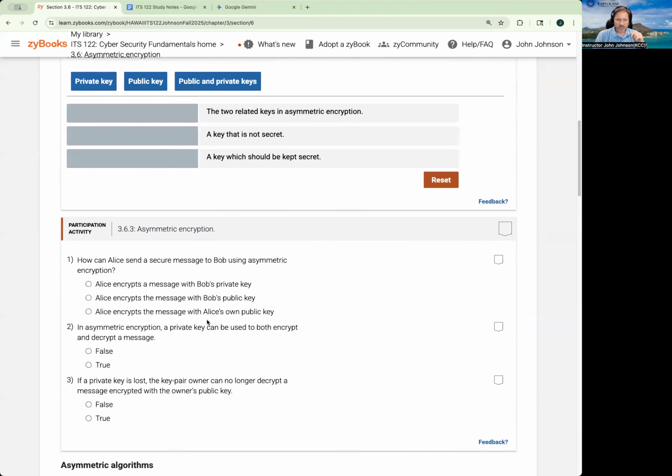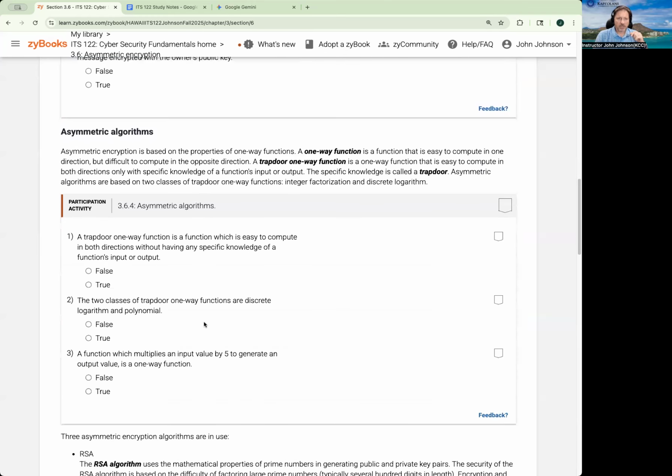And we've got some mix and match and some answers. Now we're going to get into the asymmetric algorithms. Something that's important here is the concept of one-way function. A one-way function is a function that's easy to compute in one direction, but really difficult to compute going the opposite direction. So you can't undo it. It's not like when we were talking about symmetric, where it goes both ways. It only goes one way.